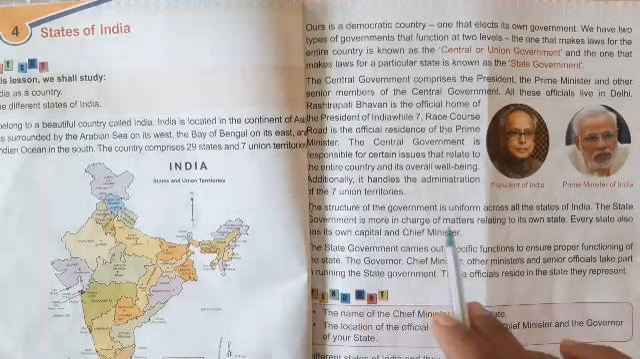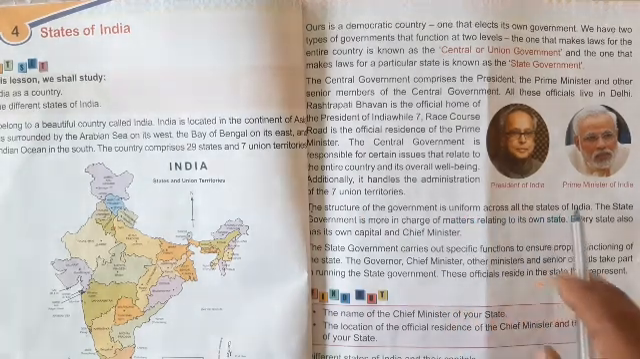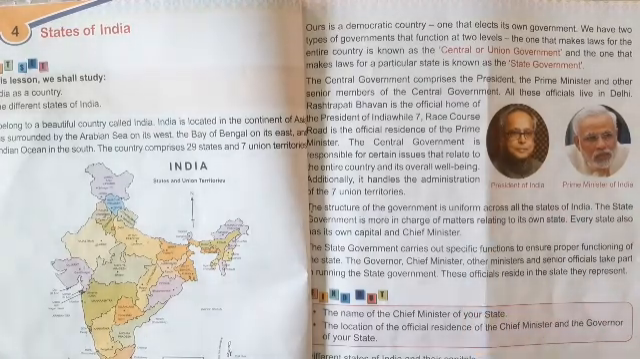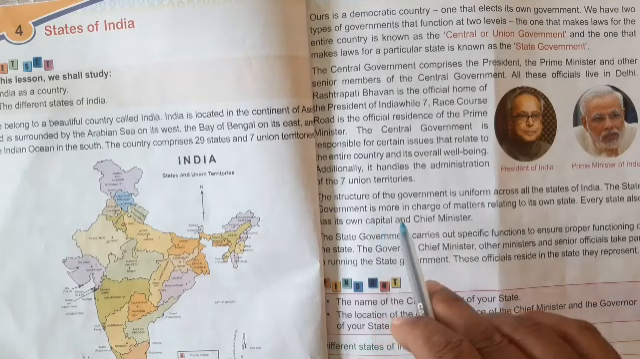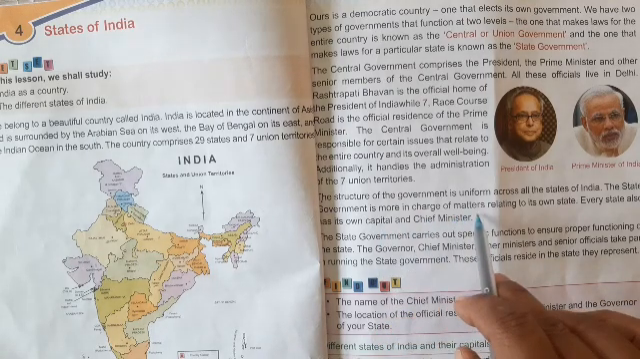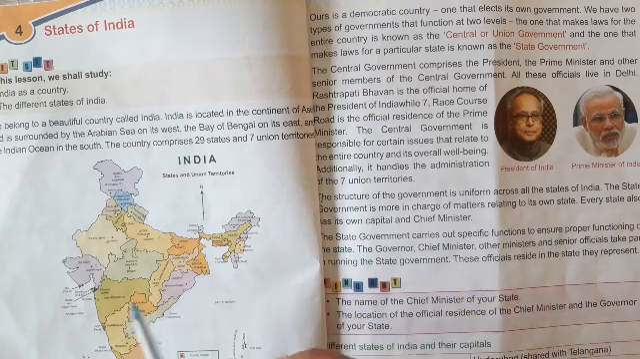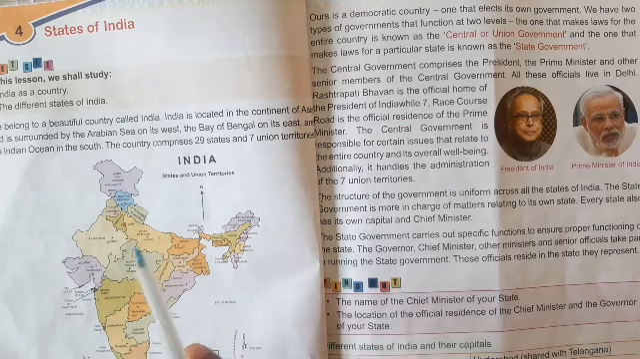Now, the structure of the government is uniform across all the states of India. The state government is more in charge of the matters relating to its own state. In states, they are in charge of only their own state's issues. They do not handle other states' issues.